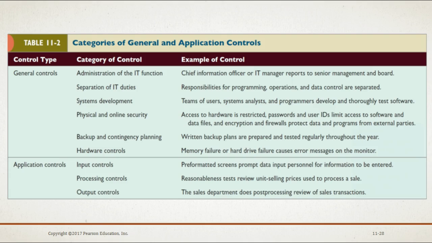In here, we have a description of the 6 categories of general controls and 3 categories of application controls with specific examples for each category. We will discuss these categories in more detail in the next slides. You can find Table 11-2 on page 350 of your textbook.